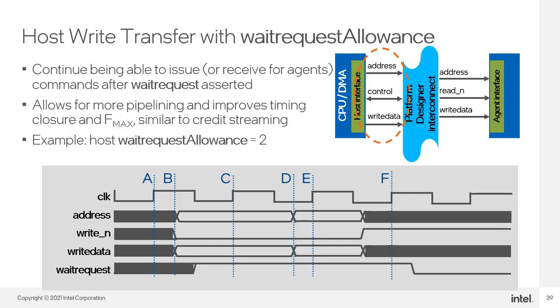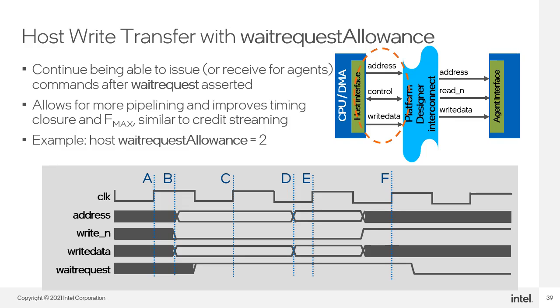The behavior of the wait request signal can be adjusted with the waitrequestAllowance interface property. As just illustrated, normally, when wait request is asserted to a host, the host must continue asserting its control signals until the next clock cycle after wait request is released. However, if the waitrequestAllowance property is greater than 0, commands can be issued and completed even while wait request is asserted, up to the value of the property.